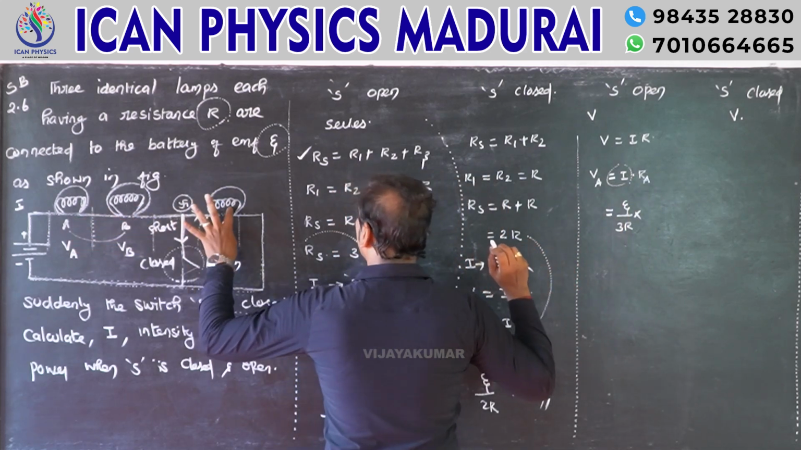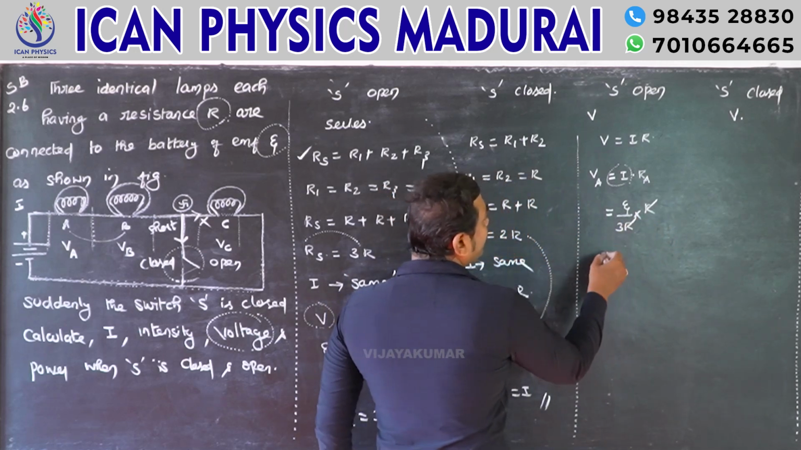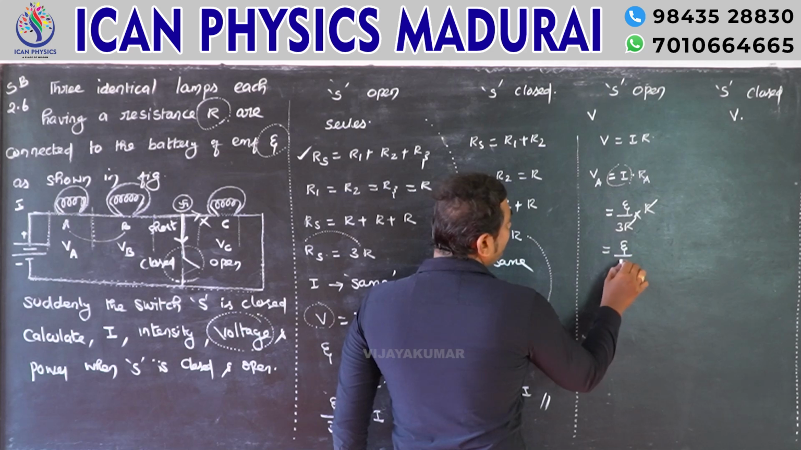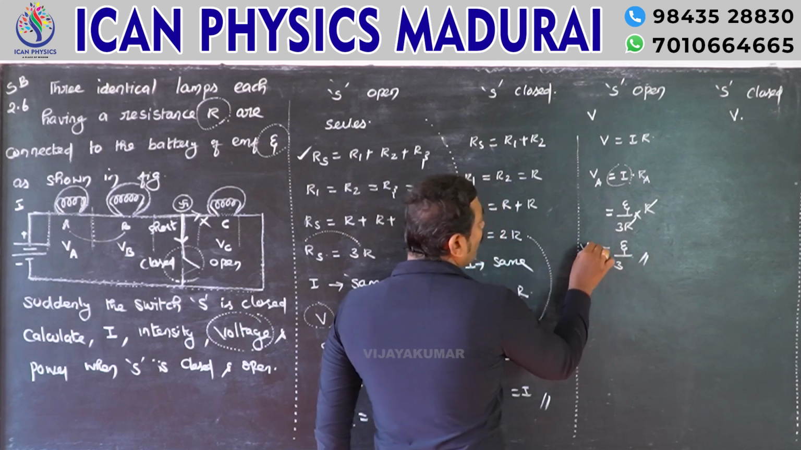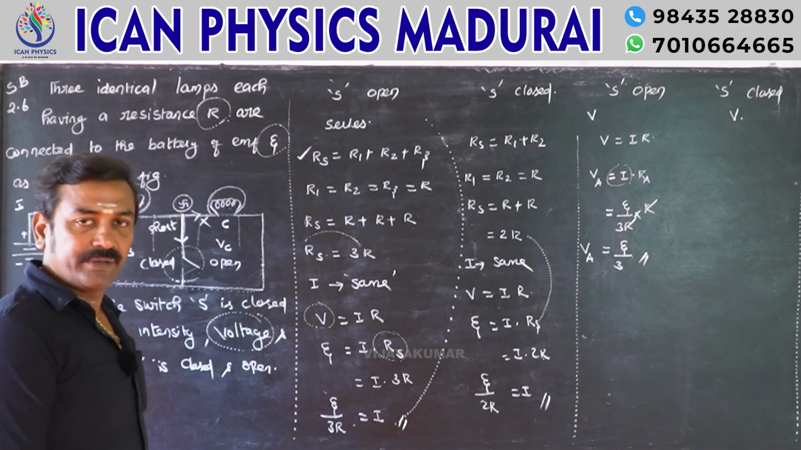So the first one, the second one, and the third one have an equal resistance of R. R getting cancelled, so ψ/3 is the voltage drop across the first one. Okay, do you get it now? Do you have any doubts?